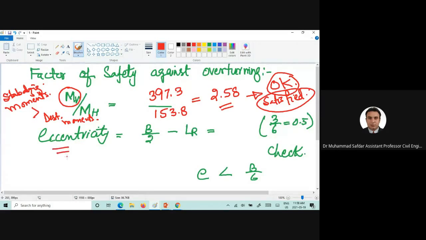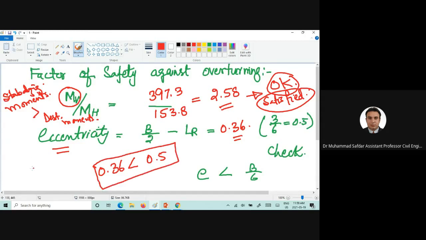Now we need to find out the eccentricity as well, and the eccentricity can be found out using this equation: B by 2 minus the length of the lever arm for the resultant. And we need to also check that 0.36. You can clearly see that 0.36 is less than 0.5. It means that we will be having P max and P minimum, and there won't be any uplift which would be occurring in this case.